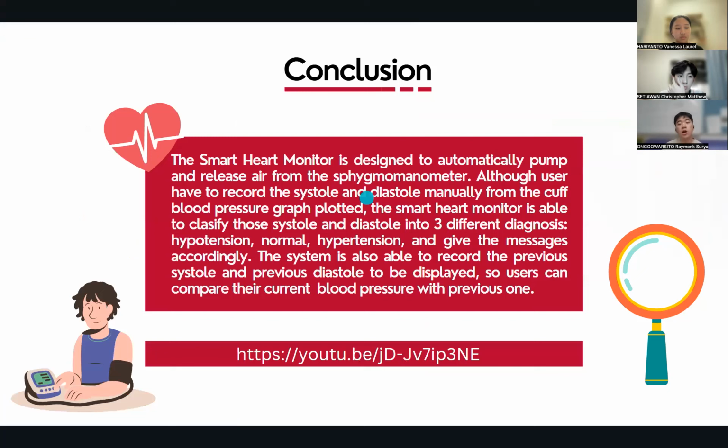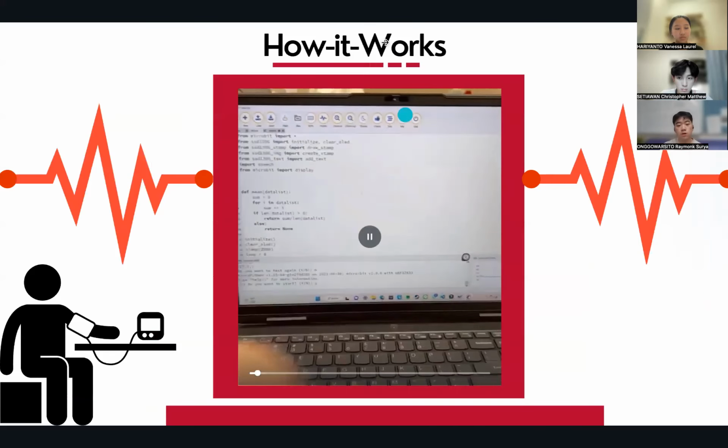In conclusion, the smart heart monitor is designed to automatically pump and release air from the sphygmomanometer. Although users have to record it manually from the cuff blood pressure graph plotted, the smart heart monitor is able to classify those detected blood pressures into 3 different diagnoses, which are hypotension, normal, and hypertension, and therefore give different kinds of messages accordingly through different kinds of actuators. The system is also able to record the previous systole and diastole to be displayed in future measurements, so the users can compare their current blood pressure measured and the previous one. So this is the working principle behind our system.